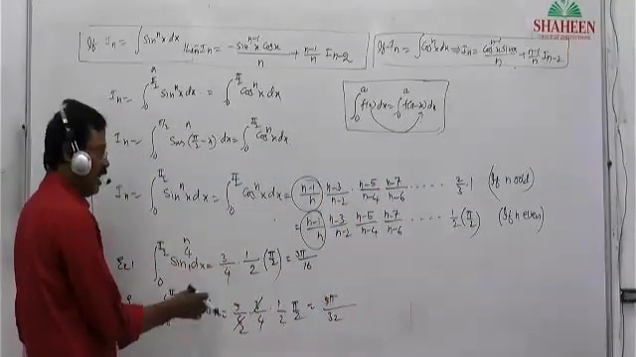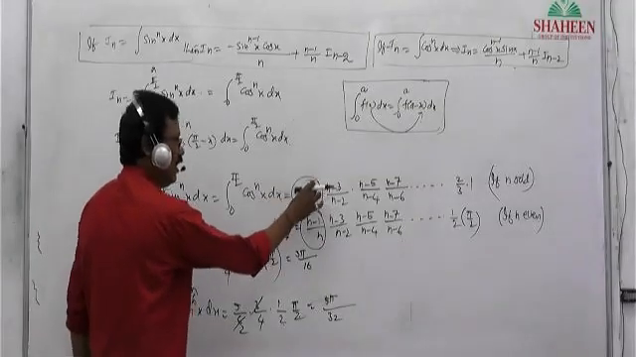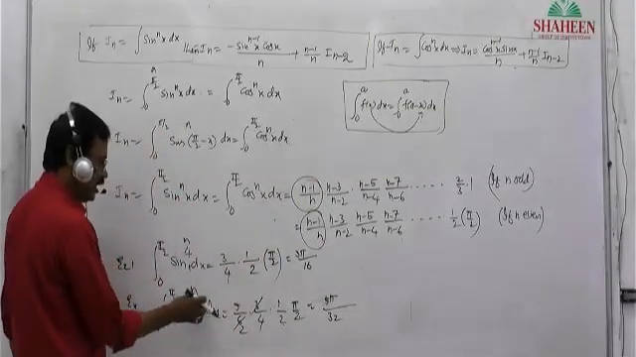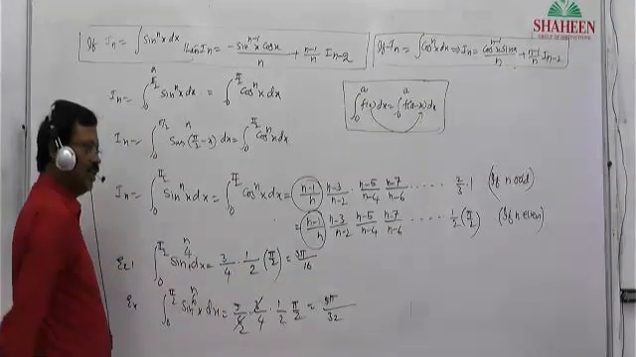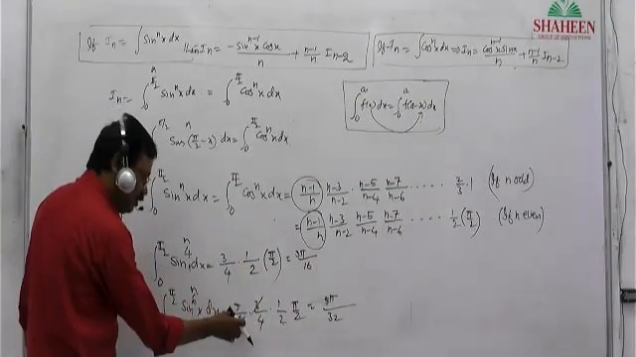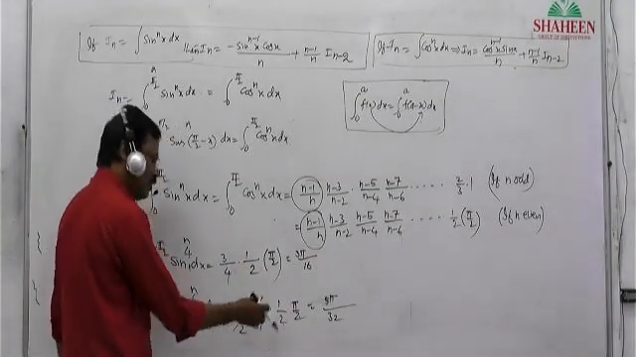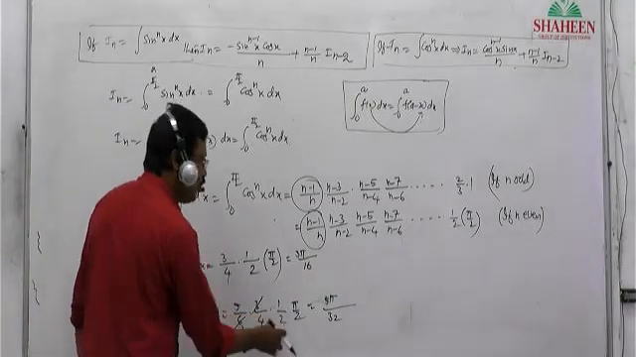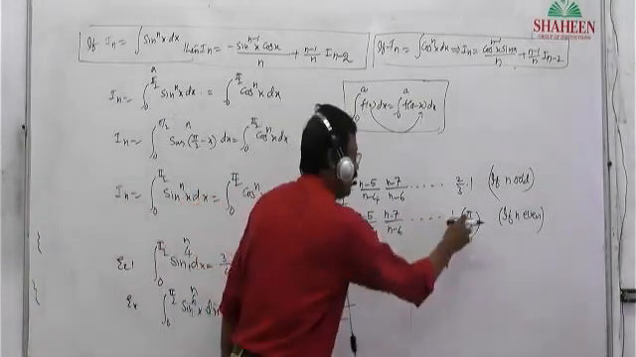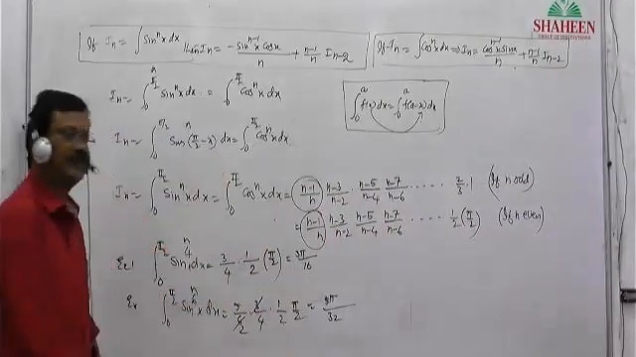If 6 is there, remember the first number, n minus 1 by n. 6 minus 1 by 6. Right. 2 difference: 3, 4. 3 minus 2, 1; 4 minus 2, 2. You got 1 by 2. If you get 1 by 2, write pi by 2 right there.